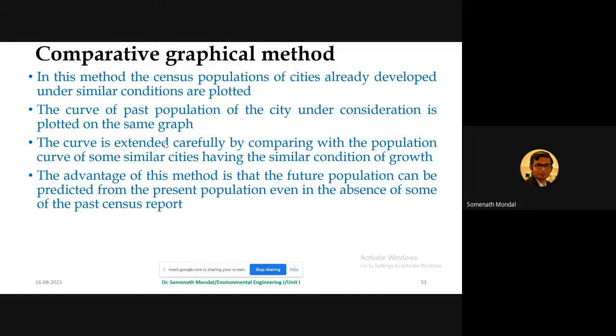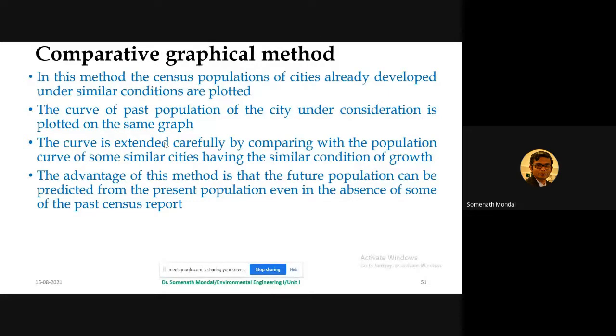So what we do in the comparative graphical method is that the curve of past population of the city under consideration is plotted on a graph, and the curve is extended carefully by comparing with the population curves of some similar cities. So that is the methodology of doing this.